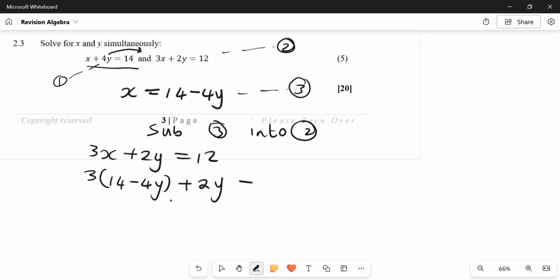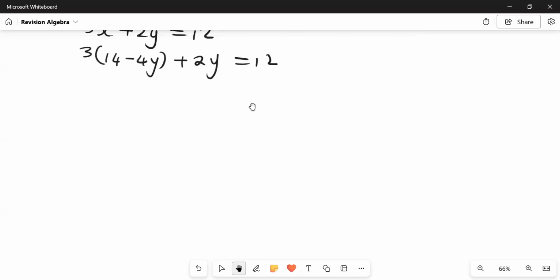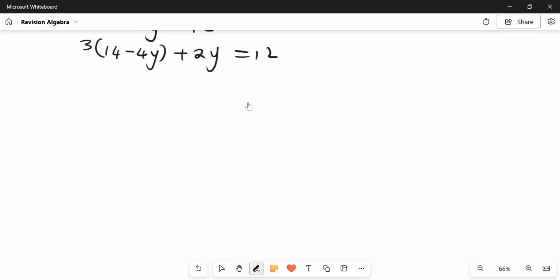Then we have it plus 2y equals 12. Okay, cool. Let me create some space first so that we can continue. From here, what do we do? You distribute, meaning you multiply by the number in front of the bracket. So 3 times 14, that's 42. And then 3 times minus 4y, that's minus 12y. And then plus 2y equals 12.